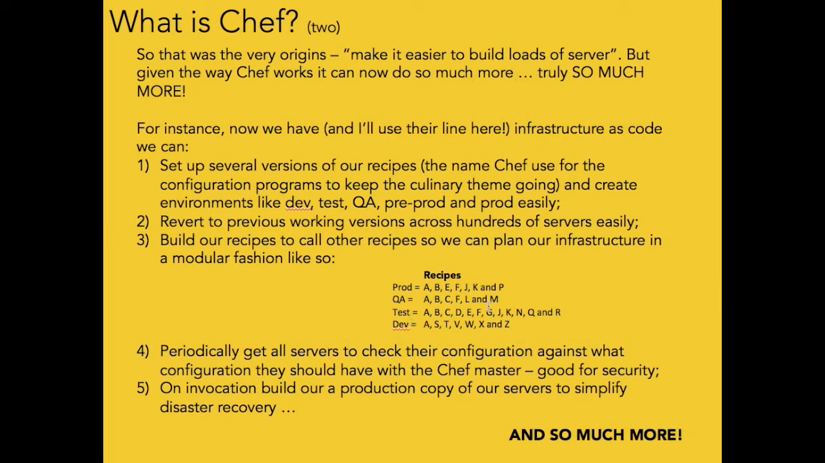I've given some examples here of recipes that I've written: A, B, E, F, J, K, P for prod, QA. Everything you can see here gets A. Almost everything gets B, and so on. You can think about these as just different recipes that do different things. Maybe A is for the Apache recipe.